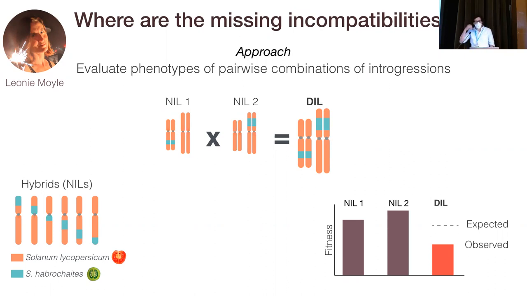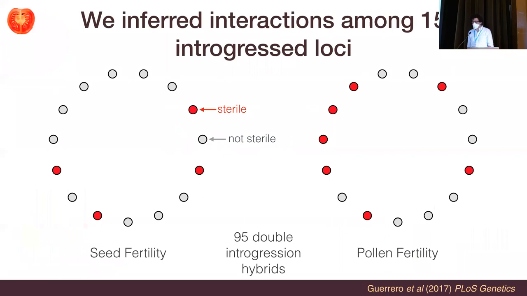Using these expected versus observed phenotypic effects, we inferred interactions, or higher order epistatic interactions, between introgressed loci. We did that for 15 different introgression lines, producing a total of 95 double introgression lines. So actually, not all of them were successful.